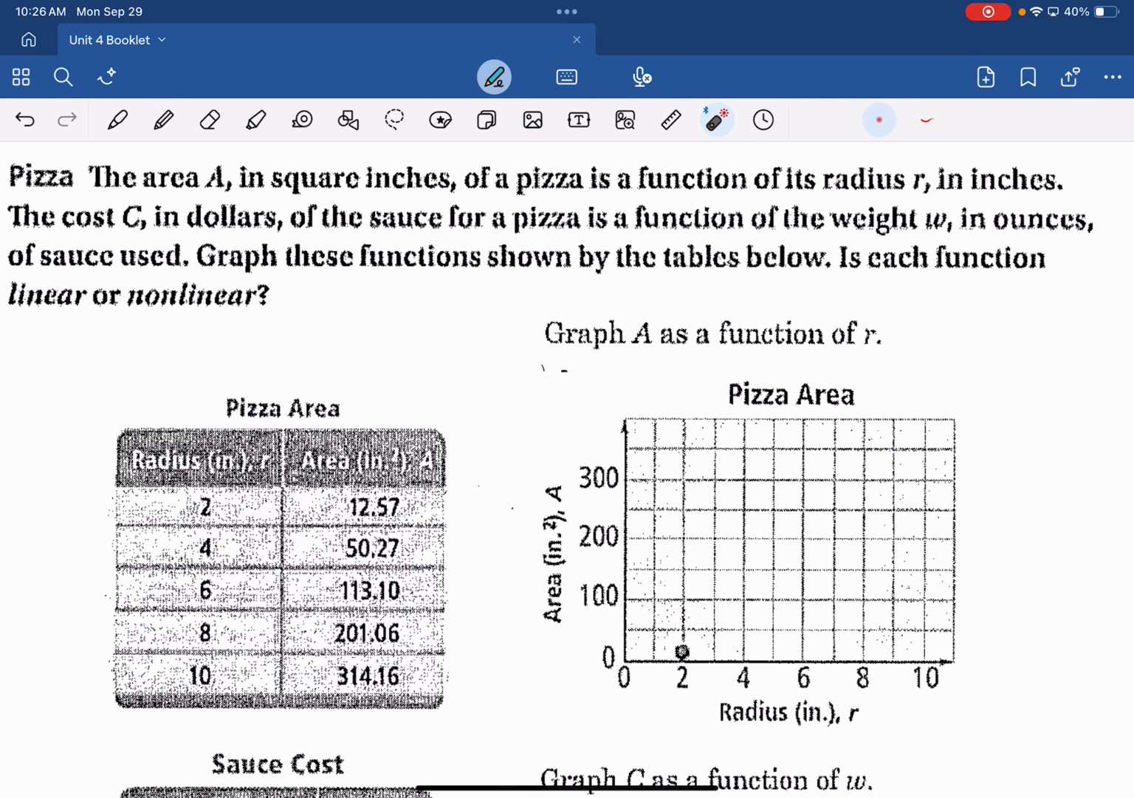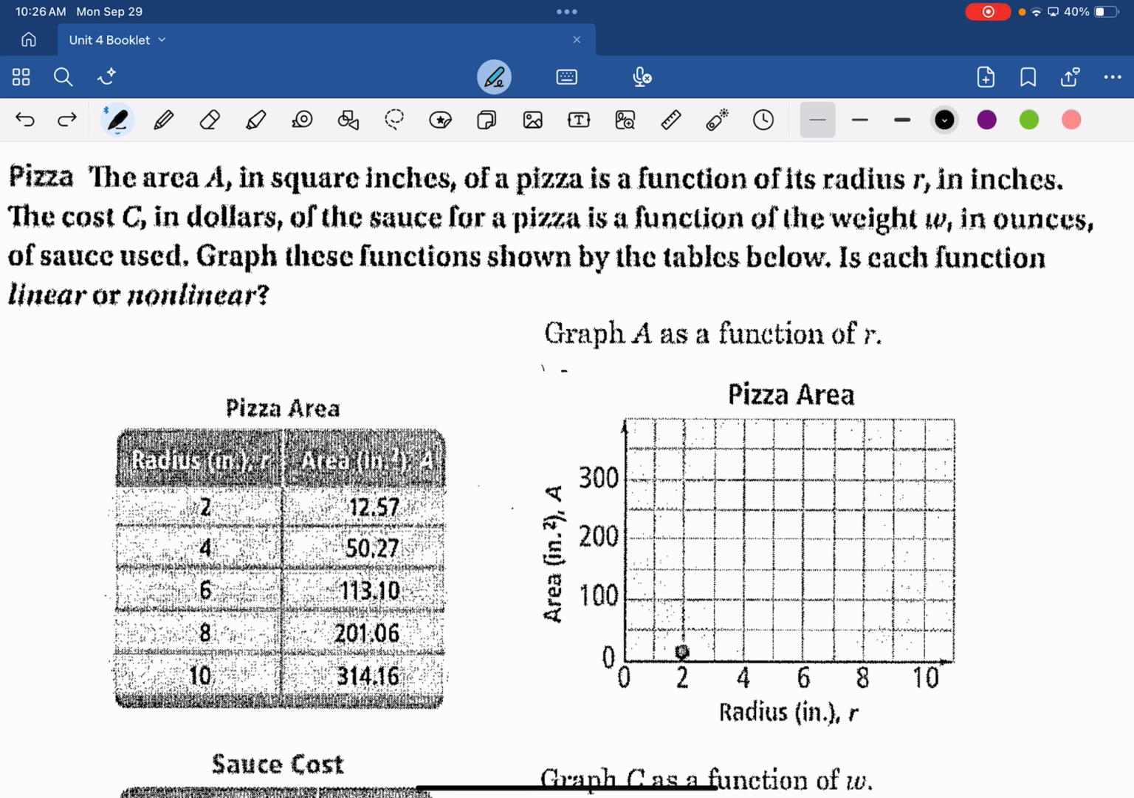All right, so if I look at this graph right here, we're talking about area of pizza, cost in dollars, and we're talking about sauce. So for our first one, we're talking about pizza area. Here's the radius and the area. If I were to plot these points, the first one's plotted for us. The second one, 4, go up to 50, I'm about here.